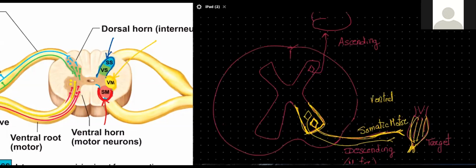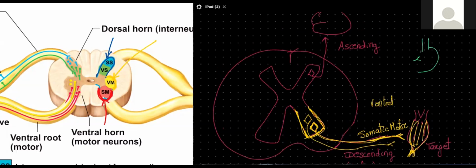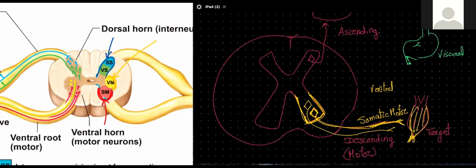What if I'm receiving signals from receptors? You might receive signals from your stomach, right? We call those visceral sensations. You might receive signals like pain, temperature, pressure from your skin, from your muscles. We call those sensations somatic sensations.